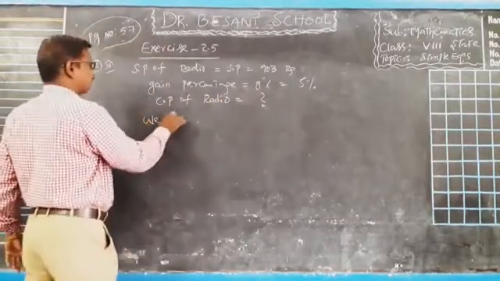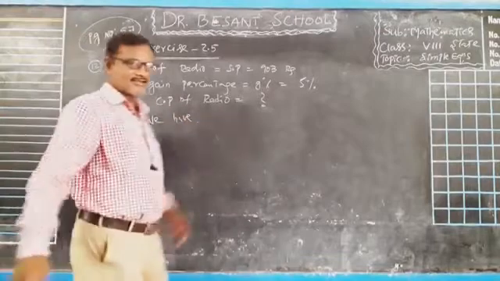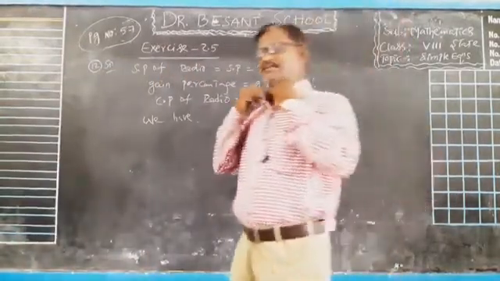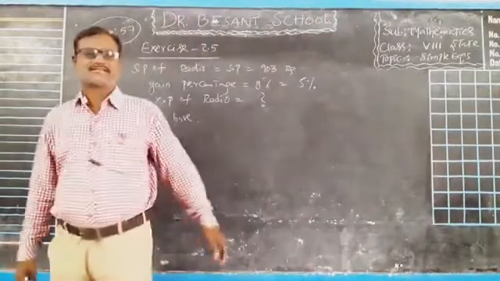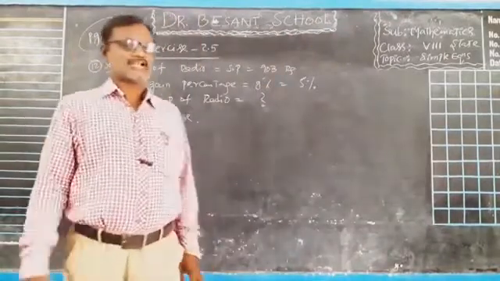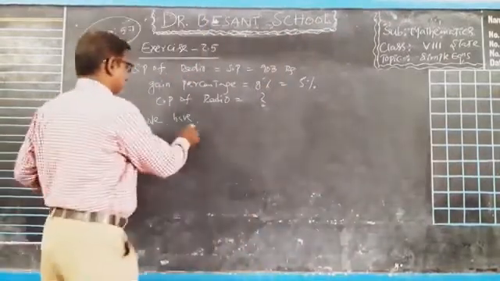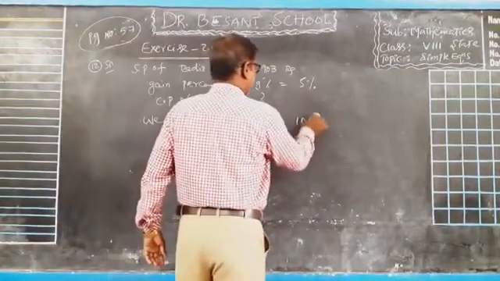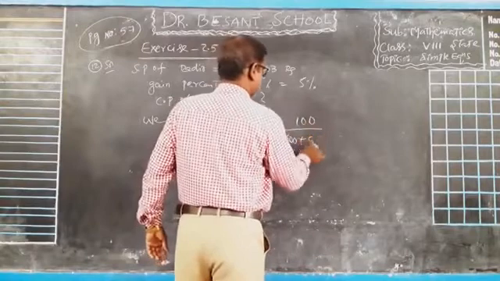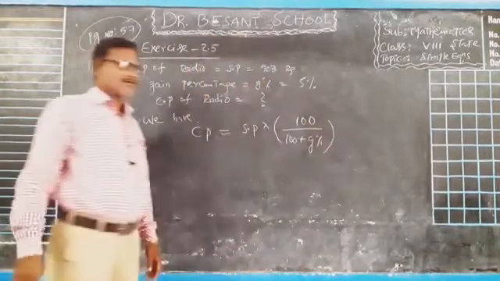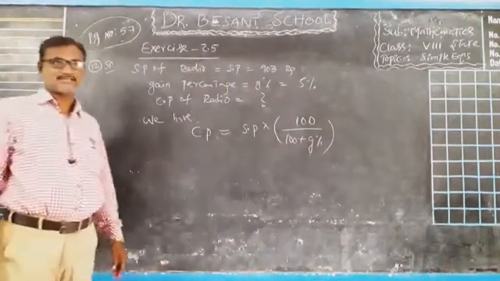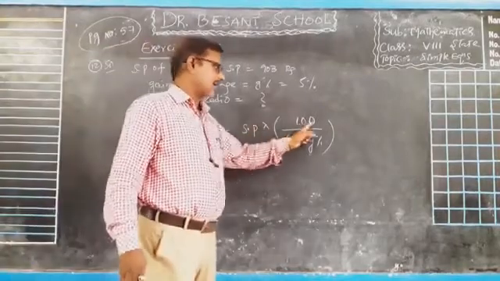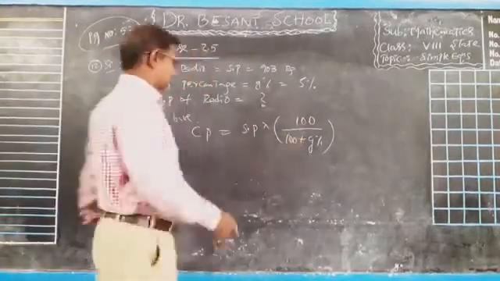So we have a formula to find the cost price directly. We have a formula to find cost price directly when the selling price and gain percentage are given. We learned all these formulas in the 7th class ratio and application chapter. Okay, children. Cost price is equal to SP into 100 by 100 plus gain percentage. What is the formula to find cost price? Cost price is equal to selling price into 100 by 100 plus gain percentage.